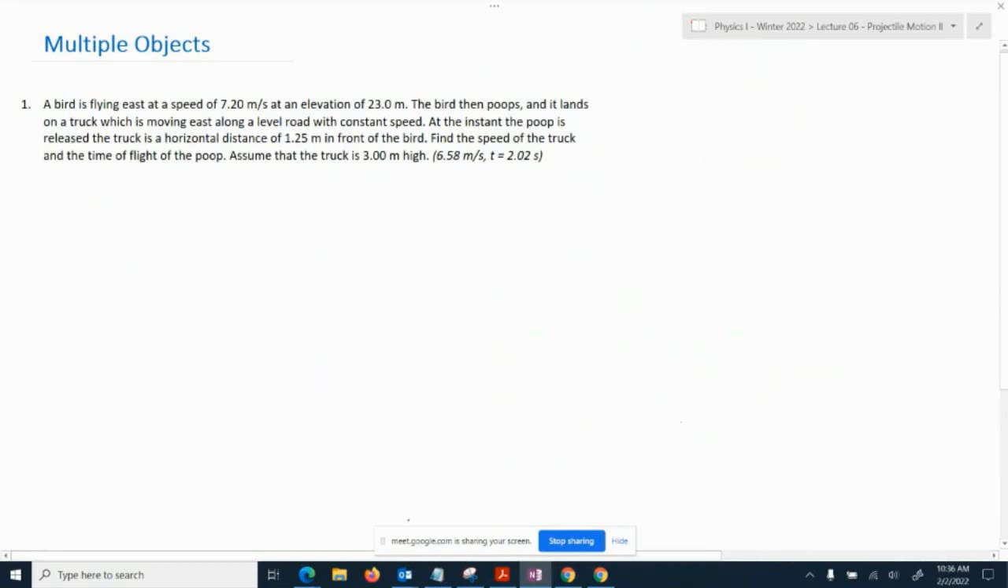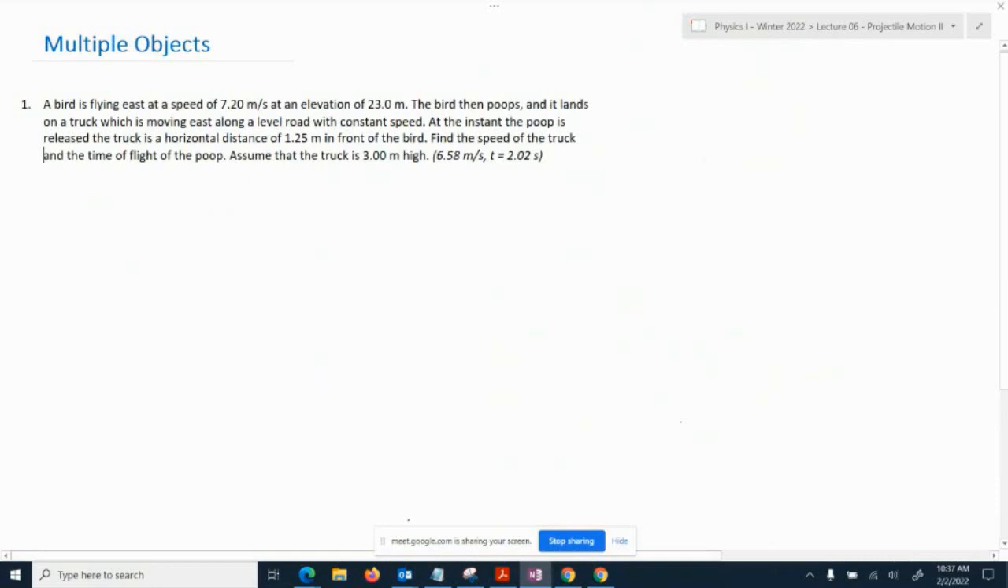The first one says, a bird is flying east at a speed of 7.20 meters per second at an elevation of 23 meters. The bird then poops and it lands on a truck which is moving east along a level road with a constant speed. At the instant the poop is released, the truck is a horizontal distance of 1.25 meters in front of the bird. Find the speed of the truck and the time of flight of the poop. Gross. Assume that the truck is 3 meters high.